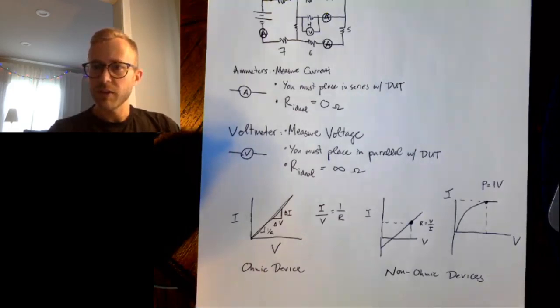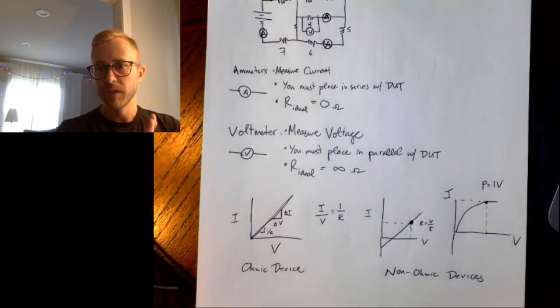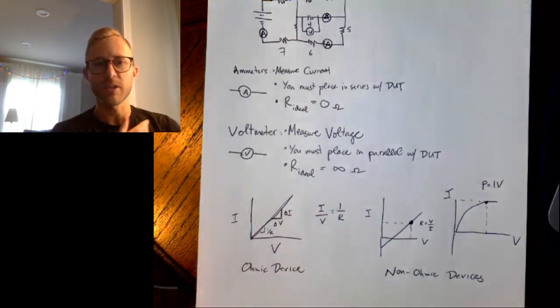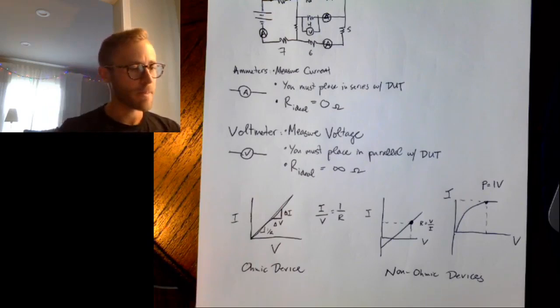Excellent question. How can current be negative? Current is negative if it's flowing in the opposite direction. There's some defined direction for positive current flow, and so the opposite of that is negative current flow. Okay.